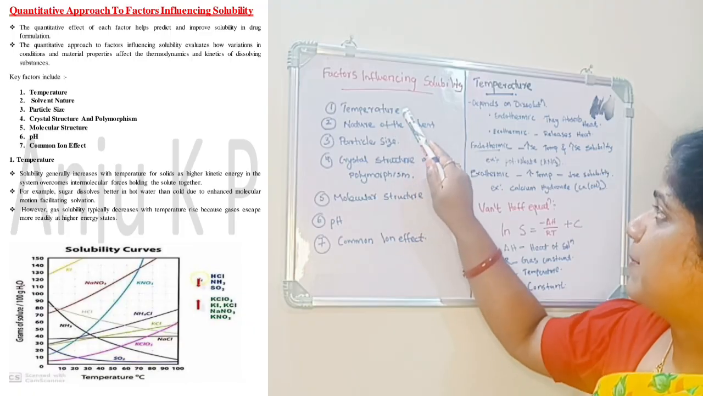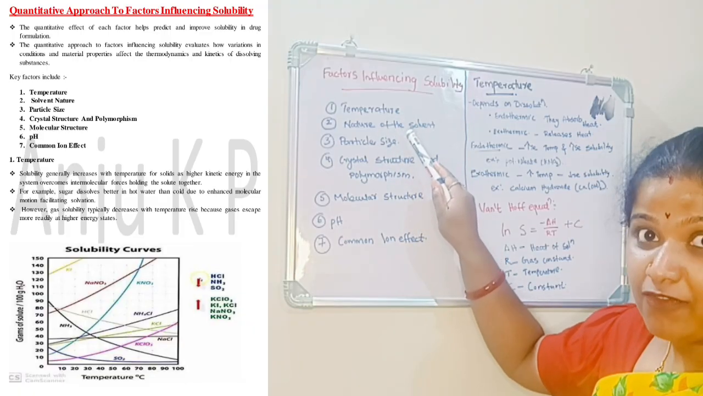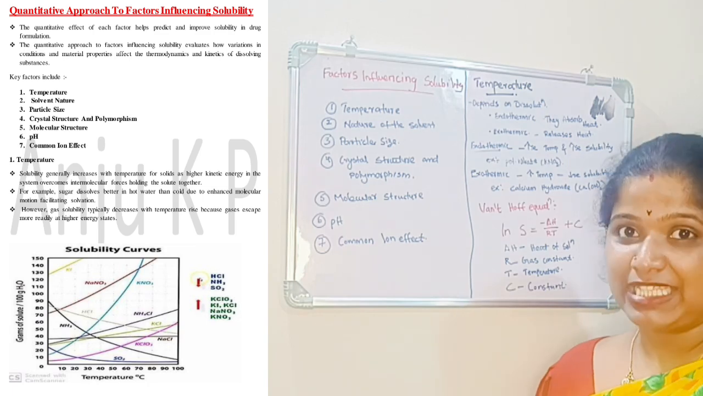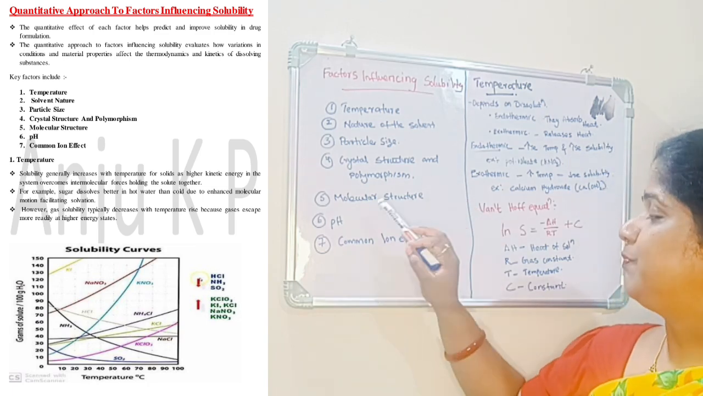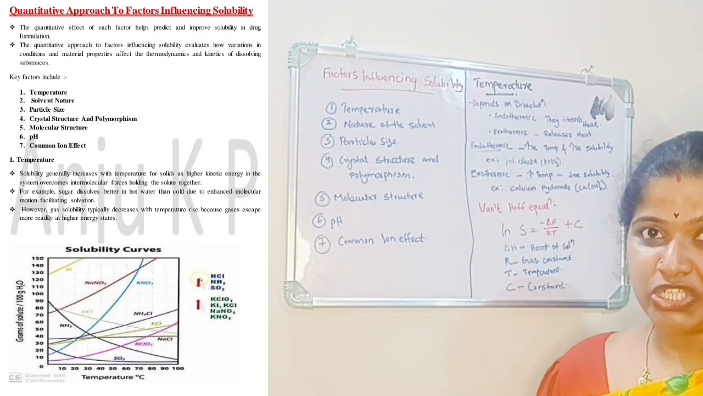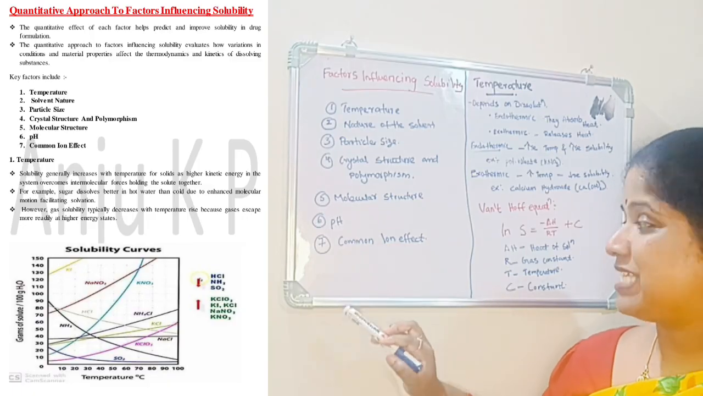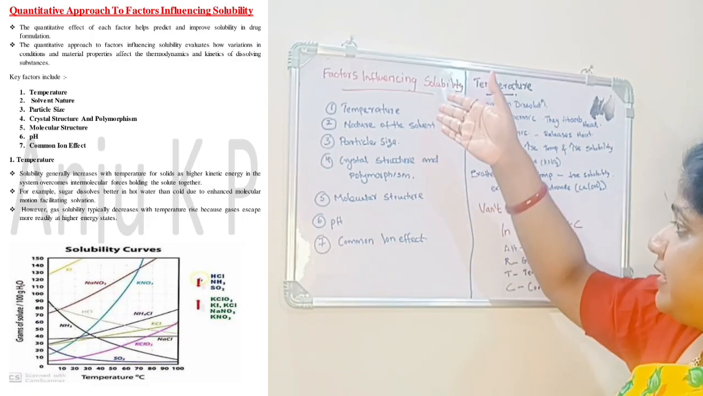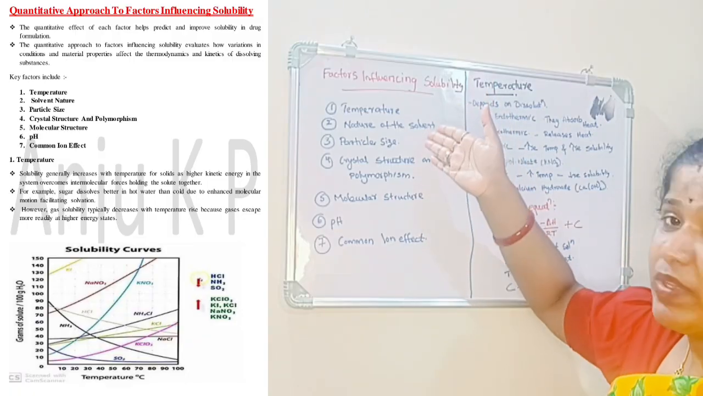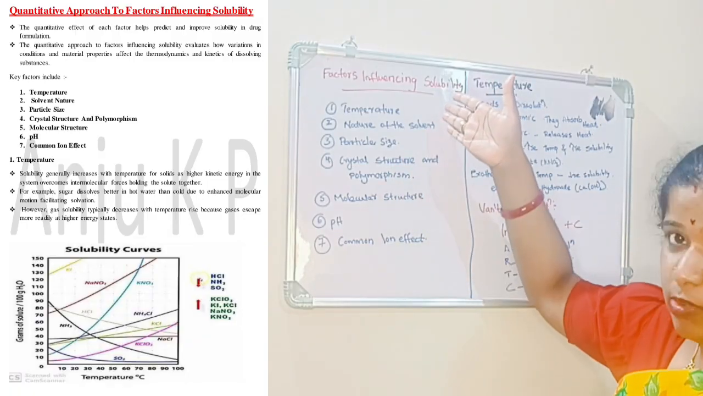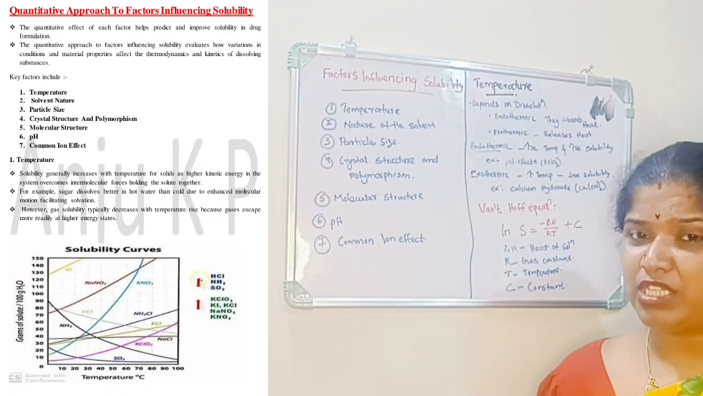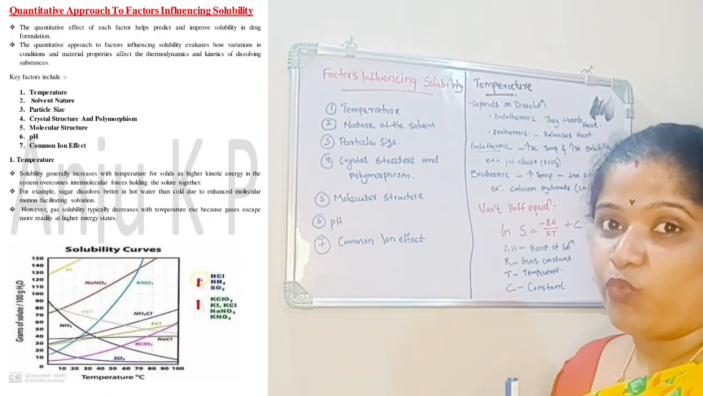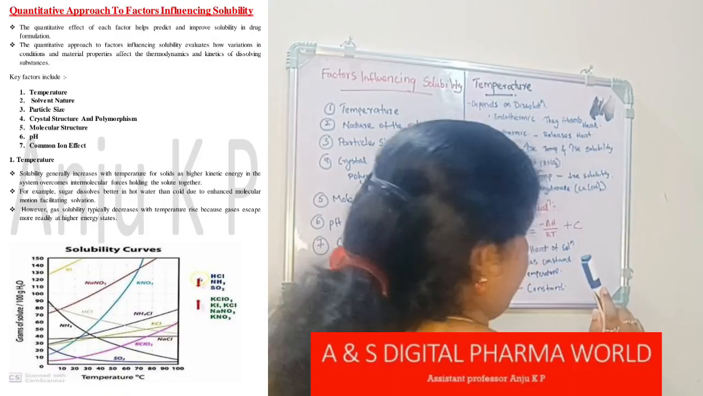Factor 1 is temperature, second is nature of the solvent, third is particle size, and the fourth is crystal structure and its polymorphism. The fifth is molecular structure, the sixth is pH, and the seventh is common ion effect. We will see how these 7 factors influence solubility, and it is a very important portion for 10 marks. So now we will start with temperature.